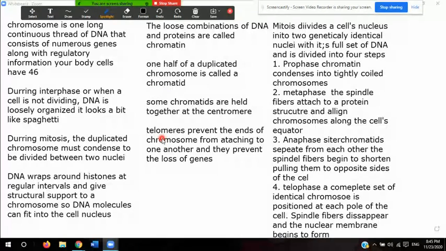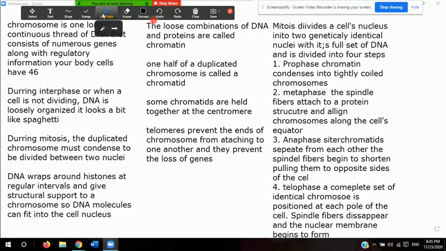It says telomeres prevent the ends of chromosomes from attaching to one another, and they prevent the loss of genes. Now, genes are always lost, because it's part of the DNA cycle. It's part of reproduction, and it's lost because that's probably DNA that was damaged. And the telomeres help prevent other important strands of DNA from being lost, okay? Especially those that contain very important information.